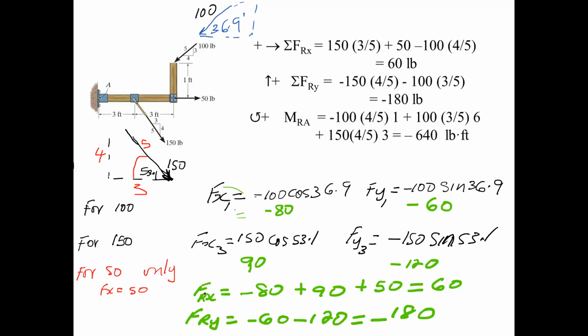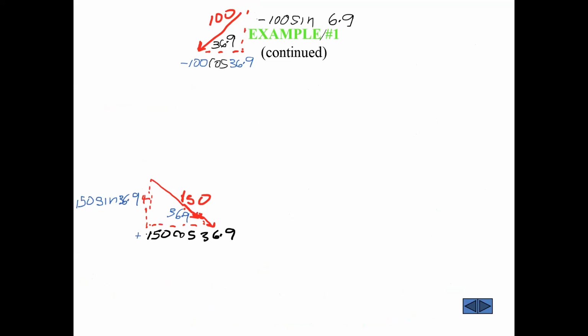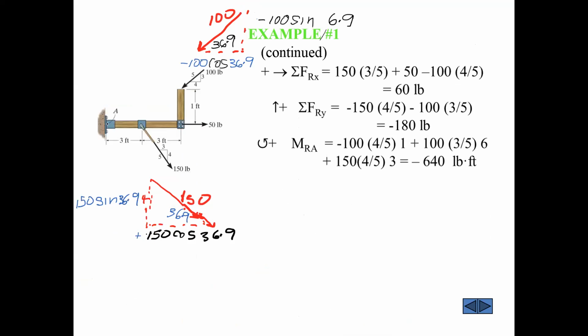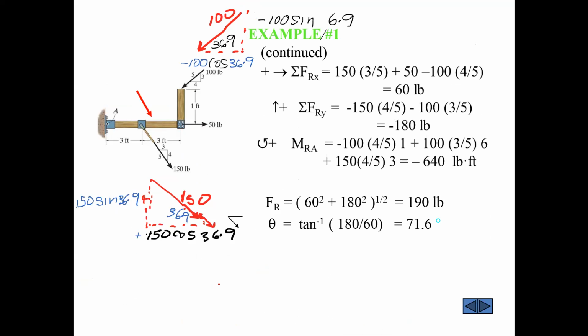So all you do here is sum all of the forces in the x. So you go minus 80, plus 90, plus the 50, and you get 60. You do the same thing for the y, minus 60 and minus 120, and you get minus 180. All right, that's what we did last week. Now, from that, the next move is to take the moment. All right. Now the moment. Hold on a second.